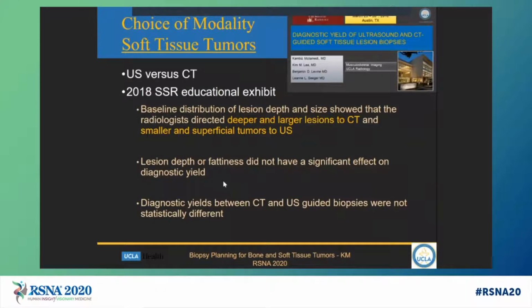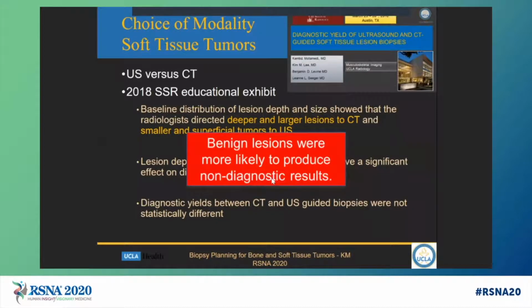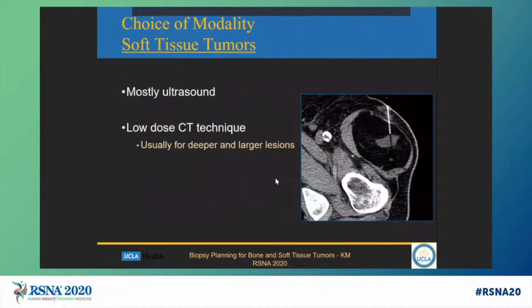Furthermore, in 2018, we looked at image-guided soft tissue biopsies, and we realized that radiologists would direct deeper and larger lesions to CT, whereas more superficial and smaller tumors were done under ultrasound guidance. However, lesion depth or fattiness did not have a significant effect on diagnostic yield, and the yield was not different between CT and ultrasound. However, we noticed that, again, benign lesions were more likely to produce non-diagnostic results.